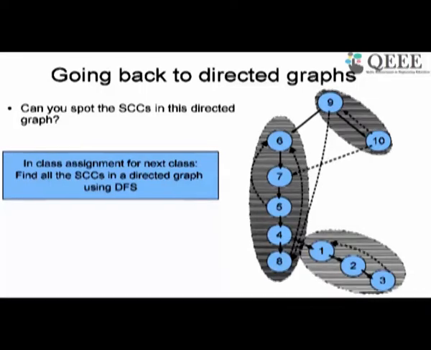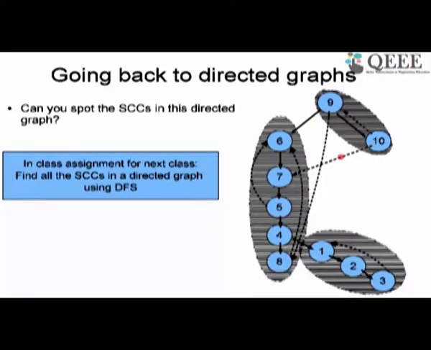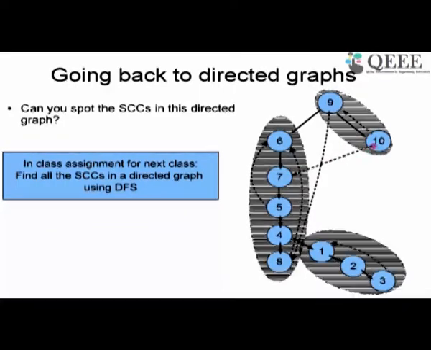And the reason it won't work basically is because if you take this edge, this is called a cross edge. This cross edge creates problems for us. Why does it create problems?